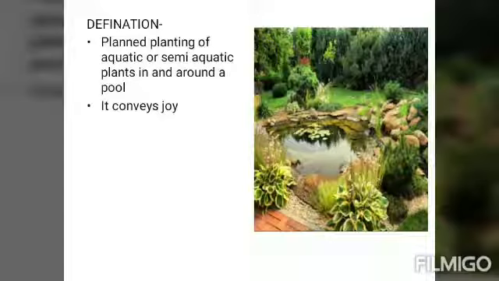So this is one small definition: planting of aquatic plants, meaning those plants which survive in the water, like the lotus plant, and semi-aquatic plants which can survive in both. And then in and around a pool. So this is a brief definition of water garden. And every flower has a meaning, right? So for the lotus, a common meaning is that it conveys joy. So this is just a small definition of water garden.